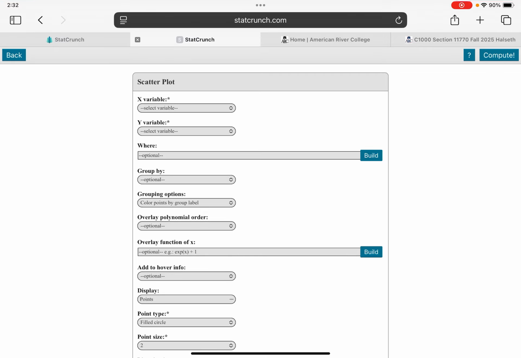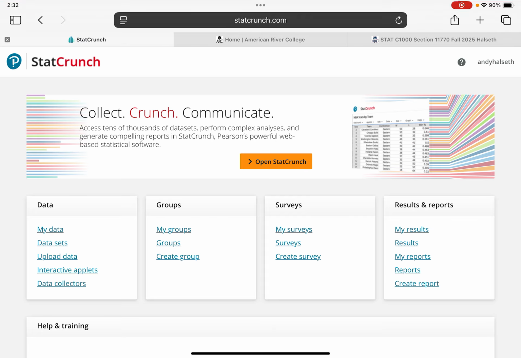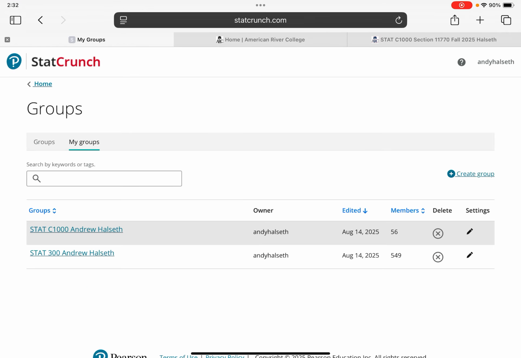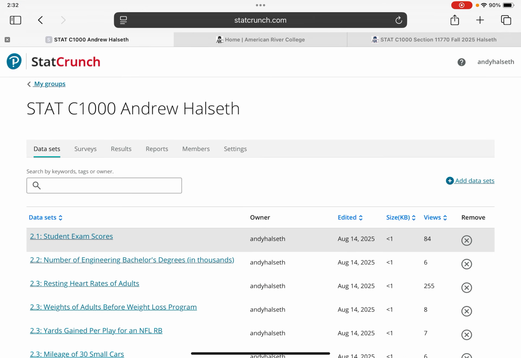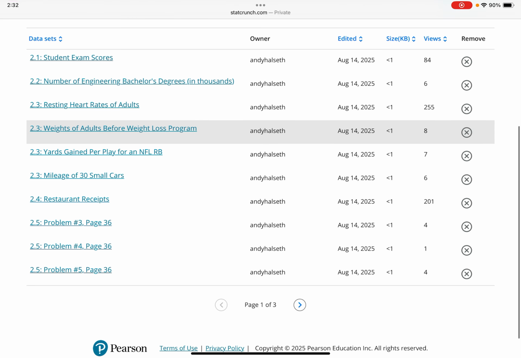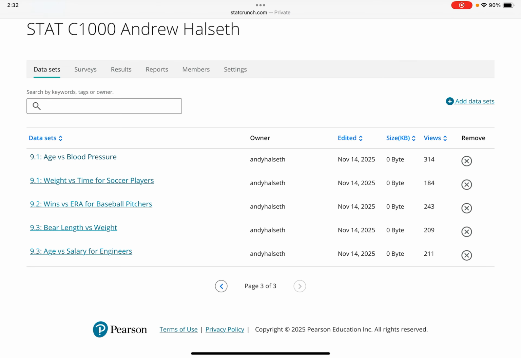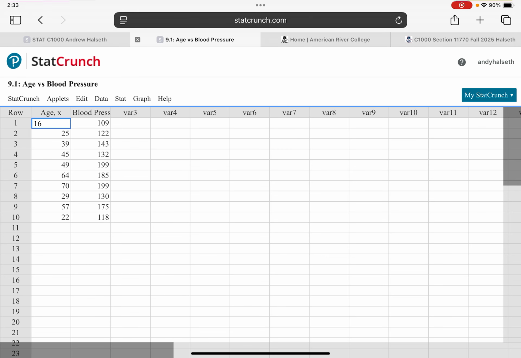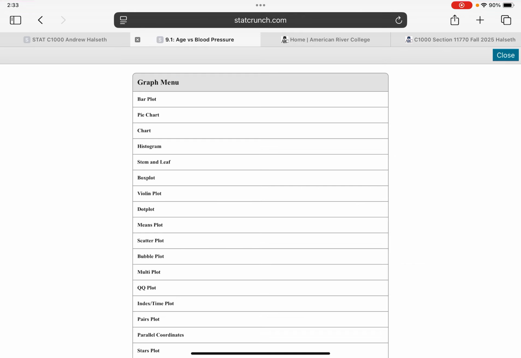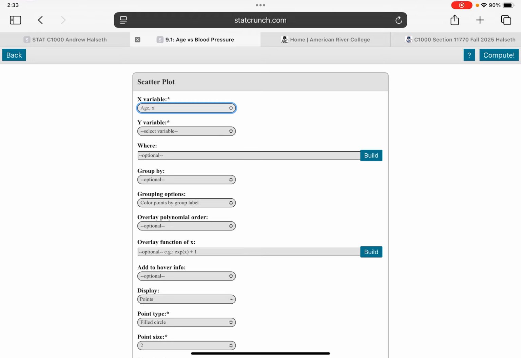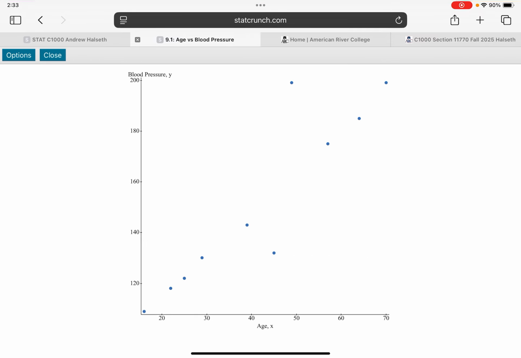Well, first I have to load the data, don't I? Duh. All right, sorry about that. So let's load the data. I put that under my groups folder. I think it's on the third page, all the chapter 9 stuff now. So there it is, age versus blood pressure. Okay, so yeah, got to have some numbers in there before you graph anything. So I load the data in. Now I can go to graph, scatter plot, and then all I got to do is select my columns for the X and the Y. I'm not going to do any of the other fancy stuff, and just click compute, and I get a pretty good looking scatter plot. And now I can see there's a trend, a positive linear correlation.